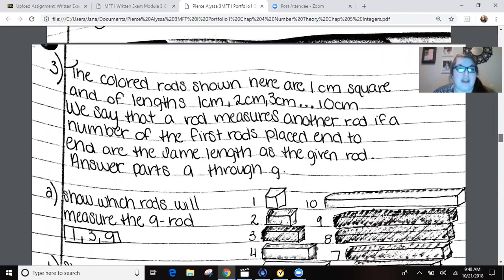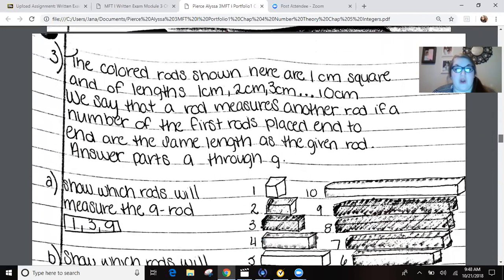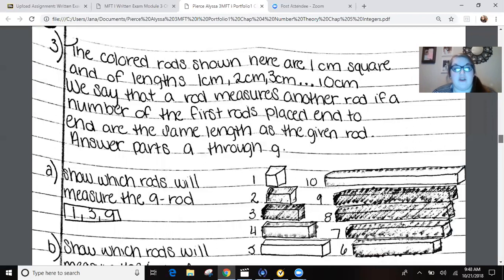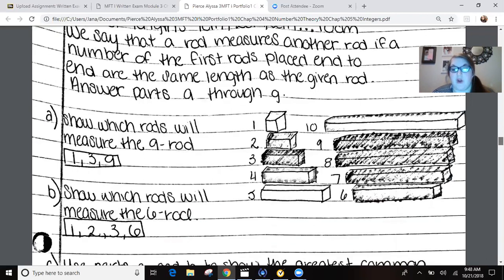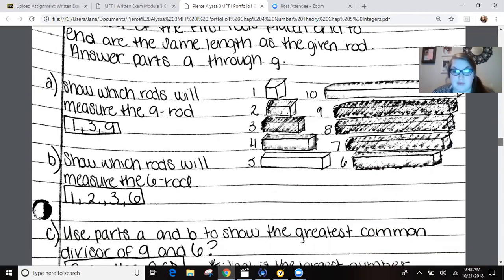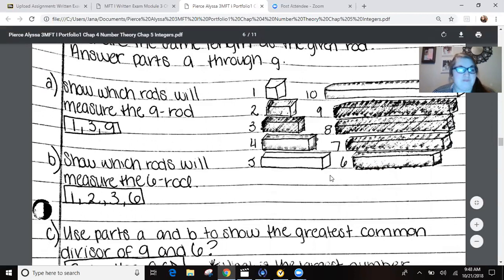So for number 3, the colored rods shown here are 1 centimeter square and the lengths 1 centimeter, 2 centimeter, 3 centimeter, so on to 10 centimeters. We say that a rod measures another rod if the number from the first rod placed end to end are the same length as the given rod. So we're to answer parts A through G. And my rods were colored until the paper was scanned, so I apologize for the darkness right here.